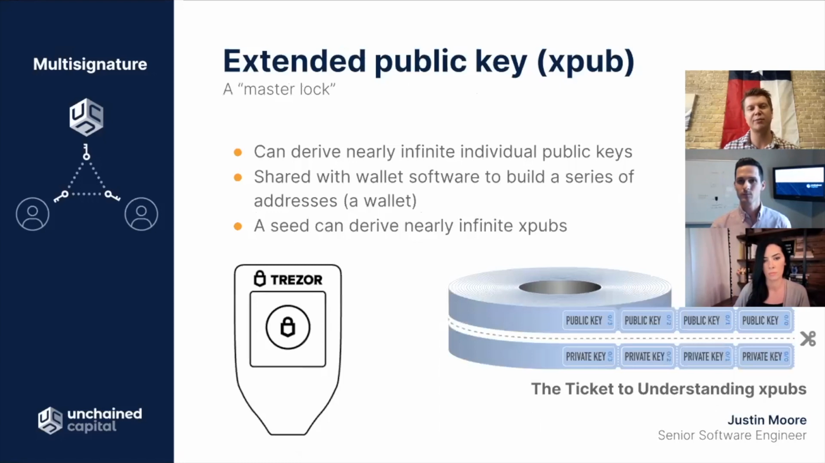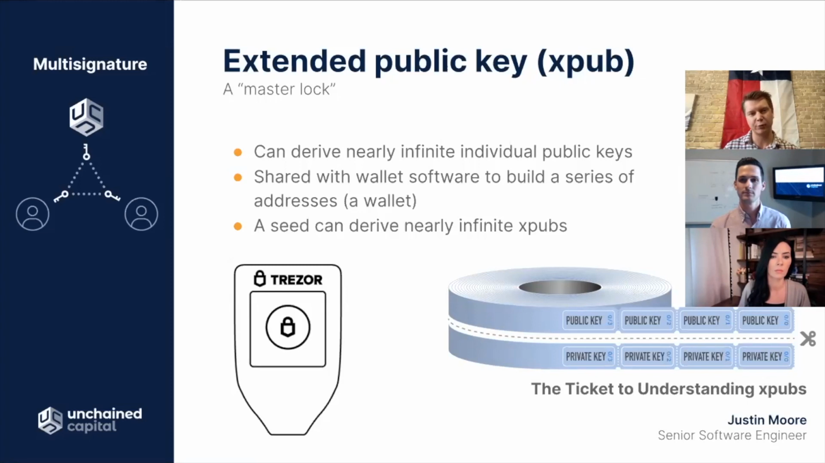But the next key term is something you've probably heard of if you've been listening to Bitcoin podcasts or perusing Bitcoin Twitter, as I'm sure all of us do, maybe sometimes to a fault. But you've heard this term extended public key, or xpub. So if a public key constructs an address, and you can think about a public key as the lock to an address, you can think about an extended public key, or an xpub, as a master lock. So an address is constructed from a public key. Multiple addresses are constructed from an extended public key. So with an extended public key, you can derive nearly infinite individual public keys. And xpubs, or extended public keys, are shared with wallet software to build a series of addresses, or a wallet.